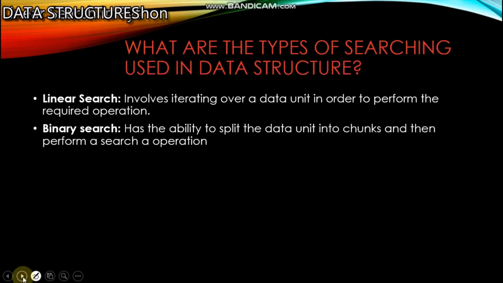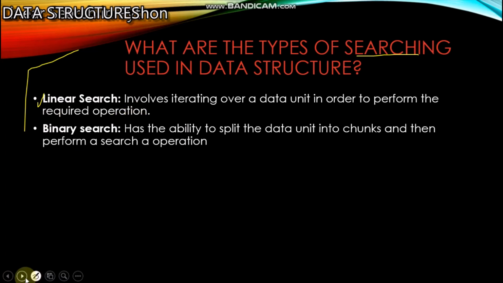Coming to question number 5. What are the types of searching methodologies used in data structures? Well, there are two main types of searching whenever you talk about data structures. It's linear search and it's binary search. Linear search, as the name suggests, is basically moving across the data in a linear fashion. Linear fashion basically means one after the other in a certain order.